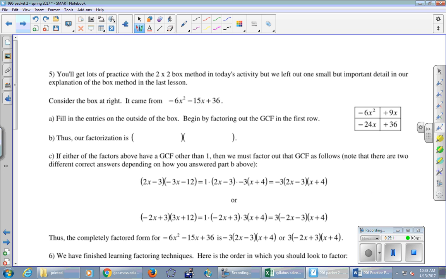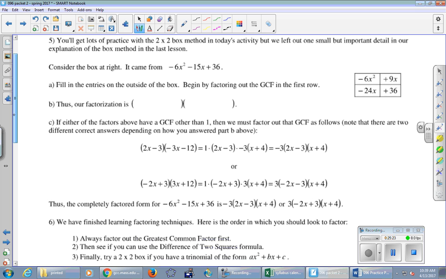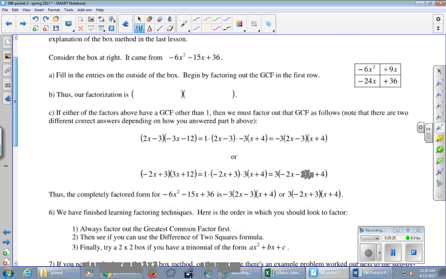Okay, so you'll get lots of practice with the 2x2 box method in today's activity. We did one of those earlier. But we left out a small but important detail in our explanation of the box method a week ago when we first covered it. So consider the box at right. I've already done a bunch of the work for this one. It came from this negative 6x squared minus 15x plus 36. So I did all the stuff you can verify.